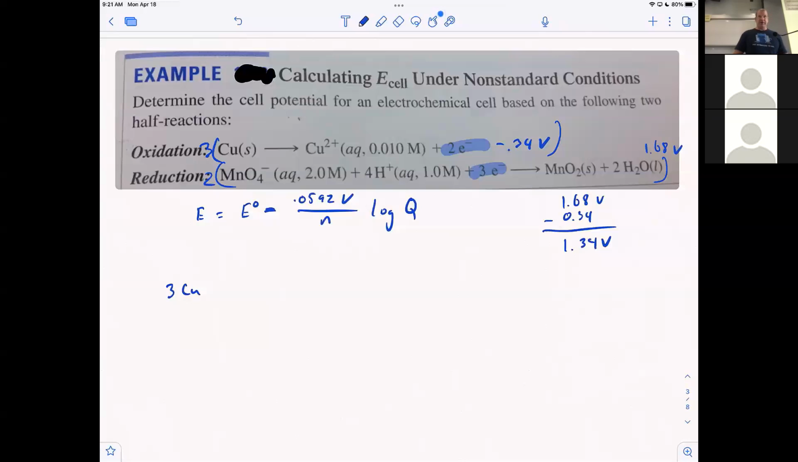A special note, though: when you do this, you do not multiply the standard cell potentials. The standard cell potentials are intrinsic properties. These deal with the amount of potential that each electron has in its environment. So you do not multiply that at all. That's a common mistake. The standard cell potentials are completely intensive, meaning it doesn't matter how much stuff you have. So you do not multiply those numbers at all.